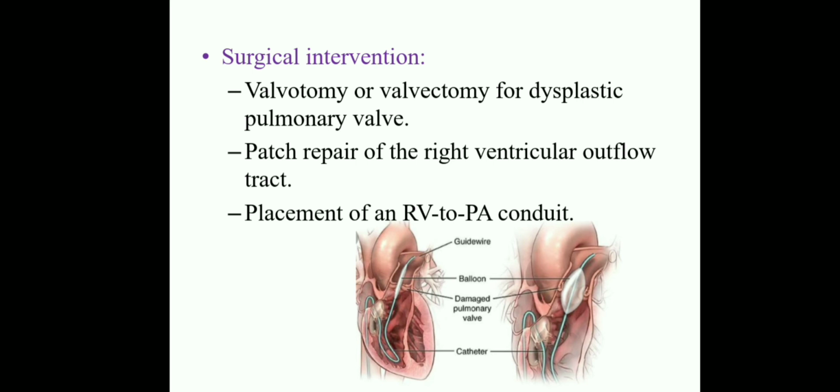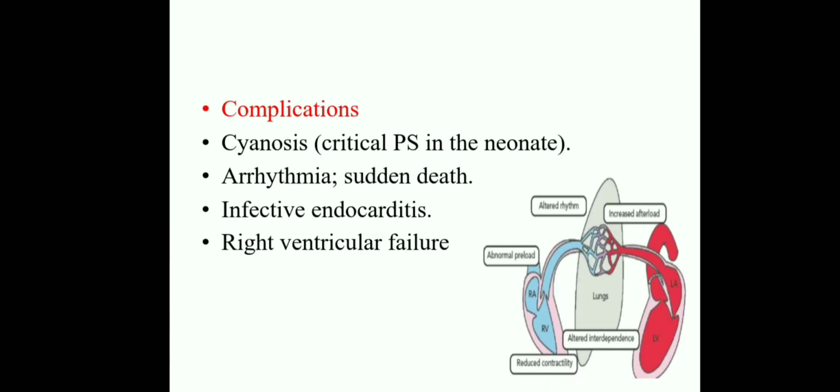And the next surgical intervention is placement of a right ventricle to pulmonary artery conduit. Here the conduit goes from the right ventricle to the pulmonary artery. And then balloon dilatation valvotomy they also do, under cardiac catheterization. This is the surgical intervention. All of you clear? And coming to the complications of pulmonary stenosis, the first is mostly cyanosis.